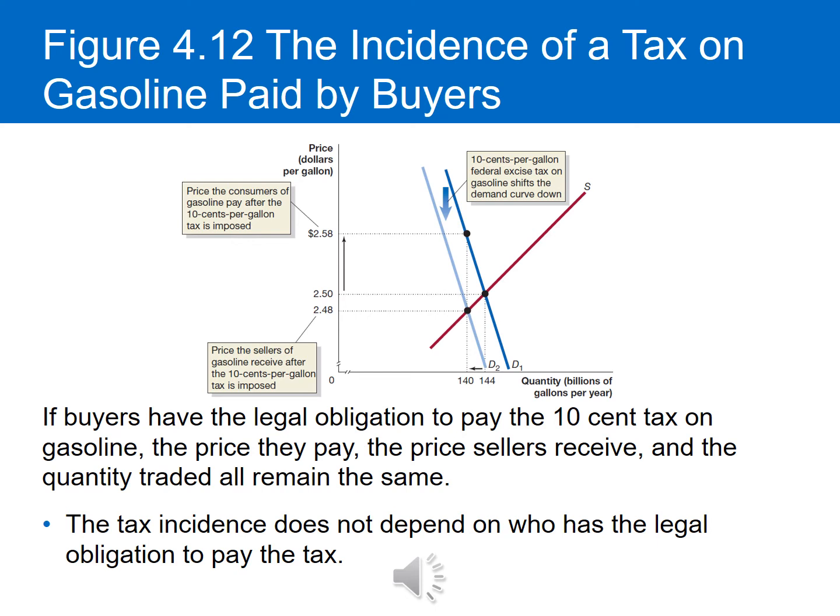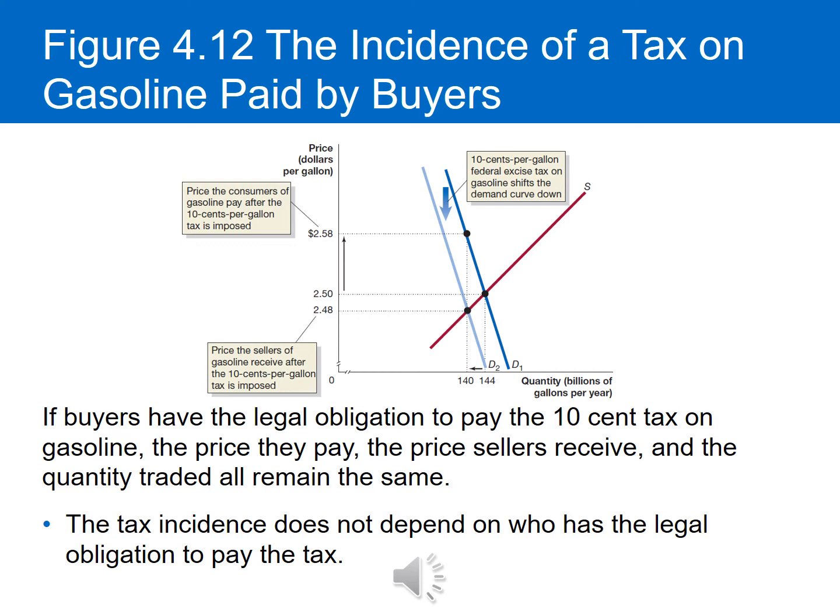What's going to happen is the demand curve is going to decrease. It's going to shift down, and the difference at each quantity between the original demand curve D1 and the new demand curve D2 is going to be 10 cents, the amount of the tax. So now if you look where the new demand curve D2 crosses the supply curve, the price is going to be $2.48 per gallon. And if you take that quantity, the 140 billion gallons of gasoline sold per year, and take that up to the initial demand curve, it's going to cross that demand curve at $2.58. So we still have the consumers paying $2.58, and we have the sellers receiving $2.48 after the tax. So we end up with the same results.